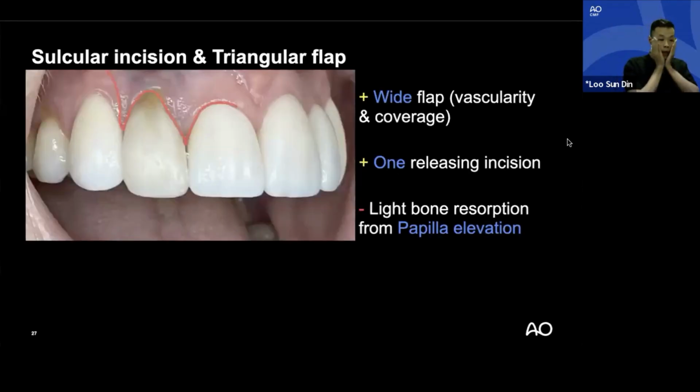So what I went ahead and did is I placed a circular incision and triangular flap with a wide flap to more or less guarantee vascularity and coverage of the bone graft, with one releasing incision. The downside to this is there's still some form of papillary elevation, so we do expect a little bone resorption at the papillary region.